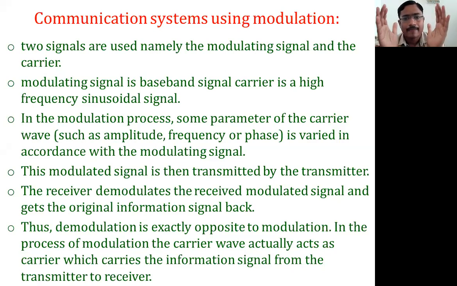Now this is one thing. Now the frequency. Frequency is very important. The frequency of the baseband signal is small. The frequency of the modulating signal is small, and the carrier signal is very high. In the modulation process, some parameter of the carrier, like I told you, amplitude, frequency, phase, is varied in accordance with some other parameter.